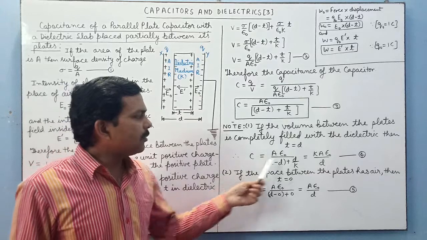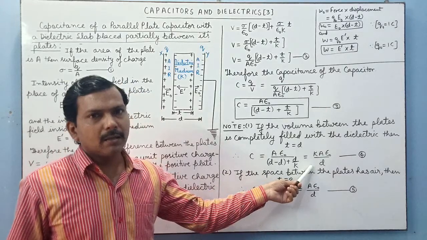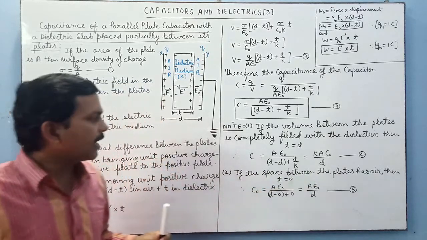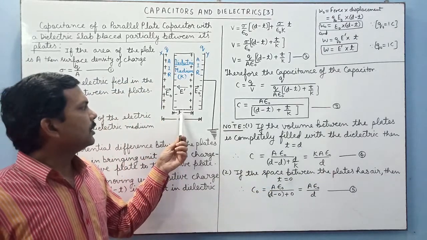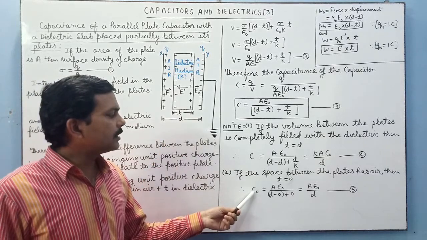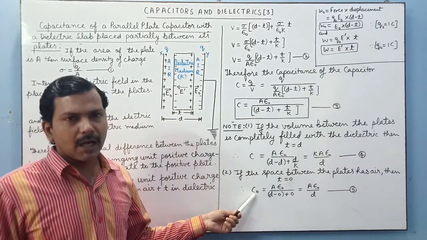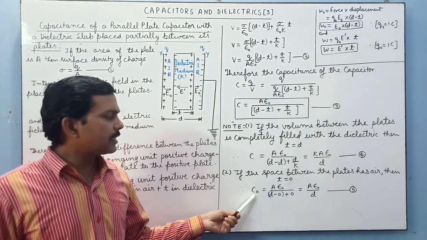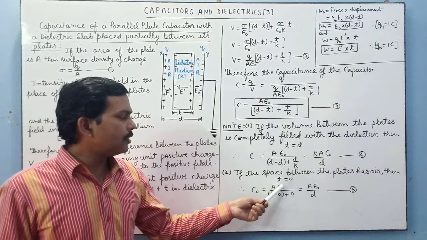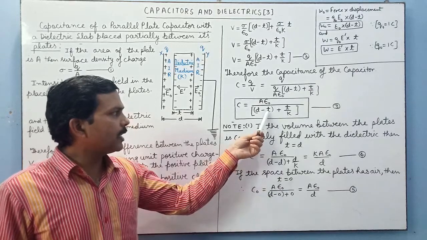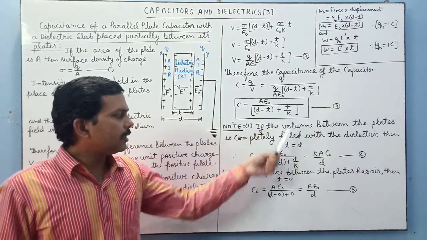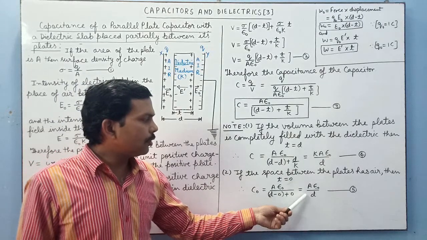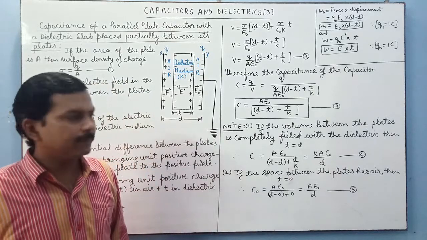Now this is the same relation as obtained in our previous topic. If the space between the plates has air, in that case t is equal to 0. In that case, the capacitance of a parallel plate capacitor with air between its plates, C0, is equal to A epsilon 0 upon d minus 0 plus 0 in place of t. So we get C0 is equal to A epsilon 0 by d.